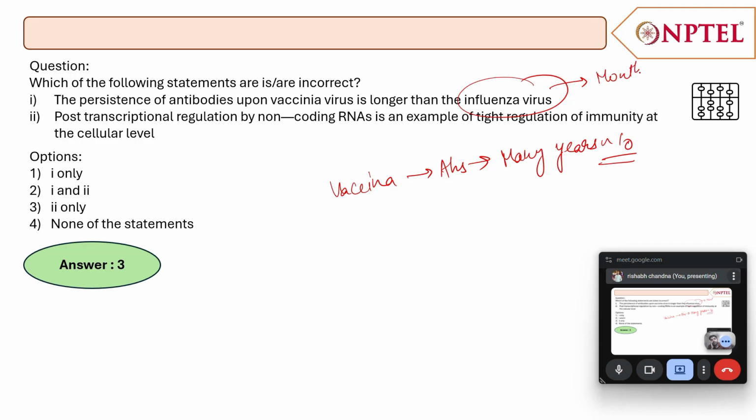Okay, the post-transcriptional regulation of non-coding RNA is an example of tight regulation of immunity at the cellular level. No. At the cellular level, it's the cytokines basically, not the non-coding RNAs. Okay, so the second option is incorrect. So the correct answer is option number 3. Okay, so let's move on to the next question.